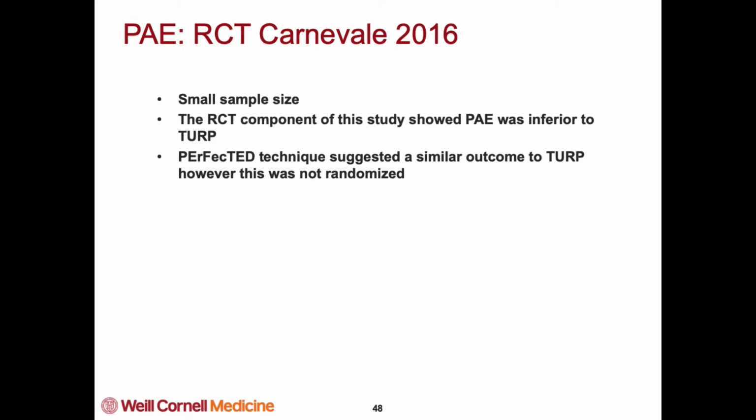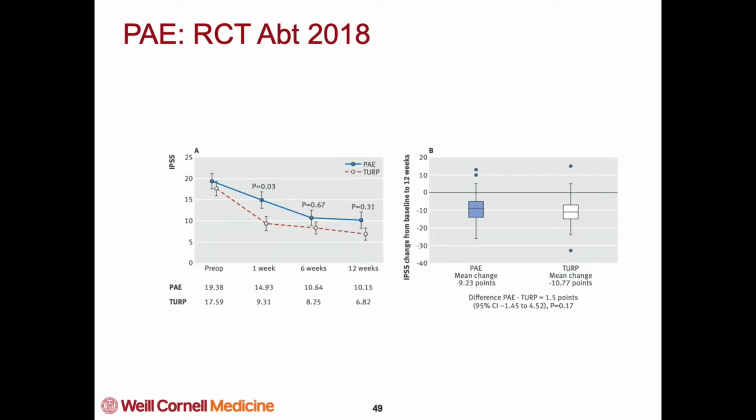The issue with the Carnevale study was the small sample size, only 15 patients in each arm, in a randomized control trial that really showed that PAE was inferior to TURP. The most recent study was from APT, and they looked at about 50 patients and compared PAE to TURP.